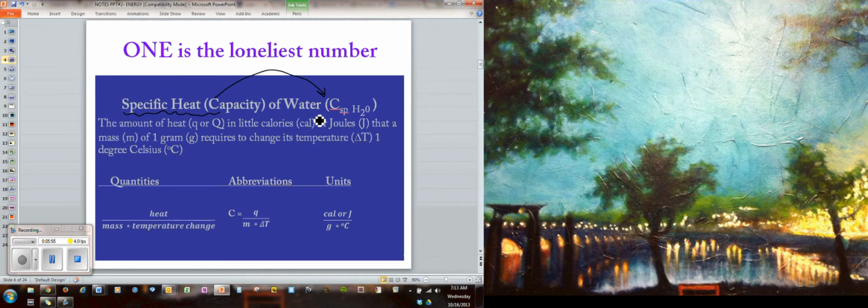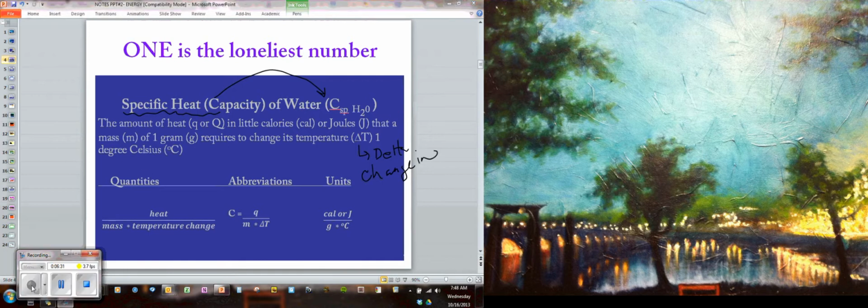Okay, let's read the definition. This sounds really crazy. It's not that bad. The amount of heat, which can be abbreviated lowercase q or capital Q, in little calories or joules, that a mass of 1 gram requires to change its temperature 1 degree Celsius. You may notice this symbol and it may look familiar to you. We saw this before with boiling point elevation. It is the Greek letter delta, and it means change in. So change in temperature.